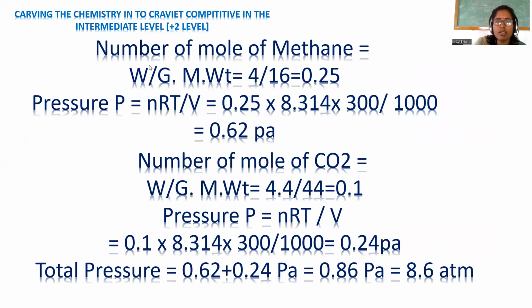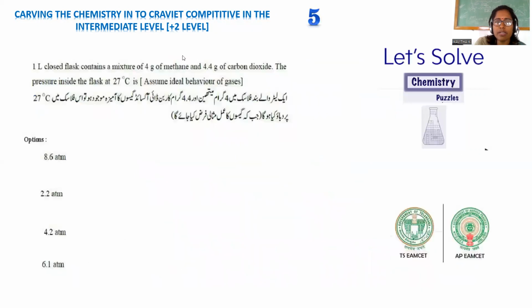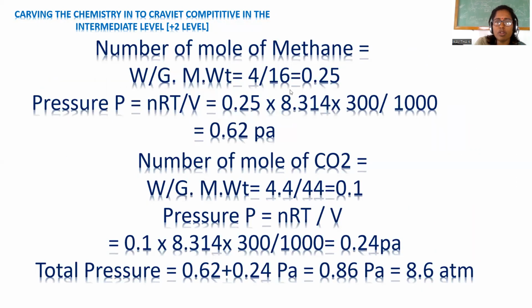First of all, we have to calculate the number of moles. Number of moles of methane is equal to weight by gram molecular weight. Weight is provided as 4 grams of methane. Molecular weight of methane will be 16. 4 by 16, it will be 1 by 4. 1 by 4 can be written as a decimal value like 0.25.